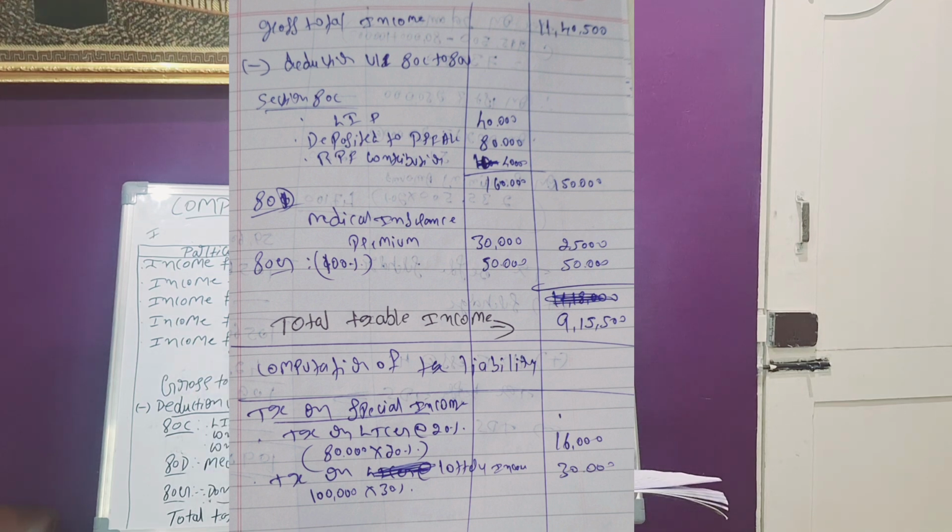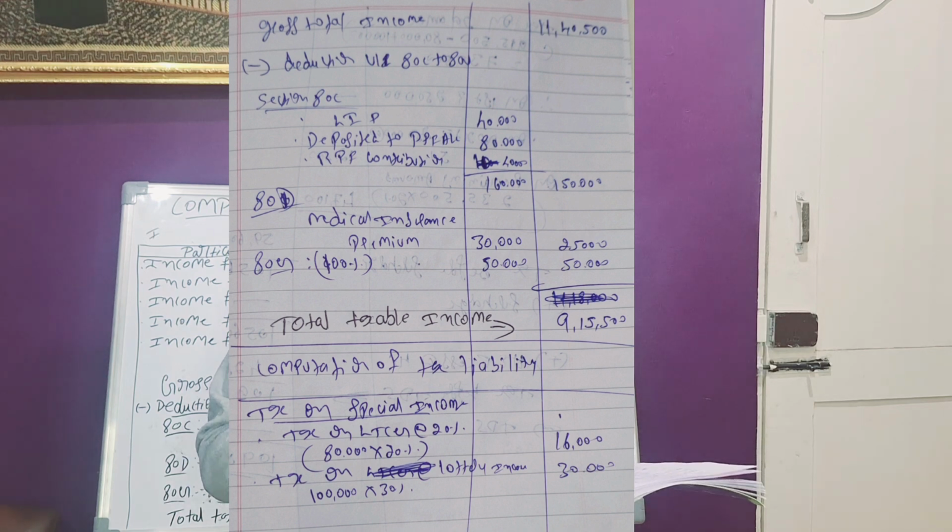Then 80D, medical insurance premium rupees 30,000. As I told, he is below the age of 60 years, so a maximum of only 25,000 they can claim. 80G, donation to NDF, 100% deduction, 50,000. So make the total of these deductions: 1,50,000, 25,000, 50,000. If you deduct all this amount from the gross total income, the balance is 9,15,500.